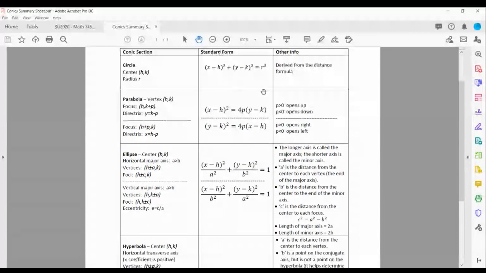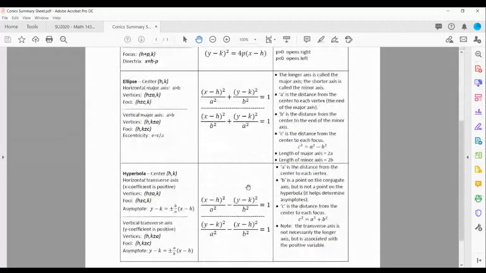So just looking at the equations themselves, we see some similarities and some differences. Notice we've got circle on the top, and then we have a couple of equations for parabolas, and then we've got a couple of equations for ellipses, and then a couple of equations for hyperbolas.